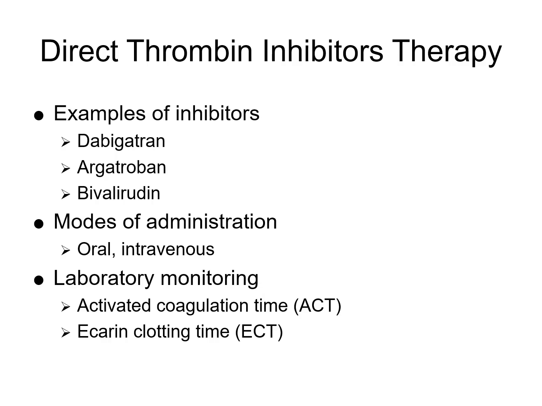These are some examples of direct thrombin inhibitor therapies. For the mode of administration, we have dabigatran, which is an oral anticoagulant, and argatroban, which is intravenous. For laboratory monitoring, we have the activated clotting time, or the ACT test, that is used primarily during high-dose therapies like cardiac procedures. We also have the Ecarin clotting time, or ECT, which is a specific assay for monitoring thrombin inhibitor activity, since this is sensitive to DTIs.